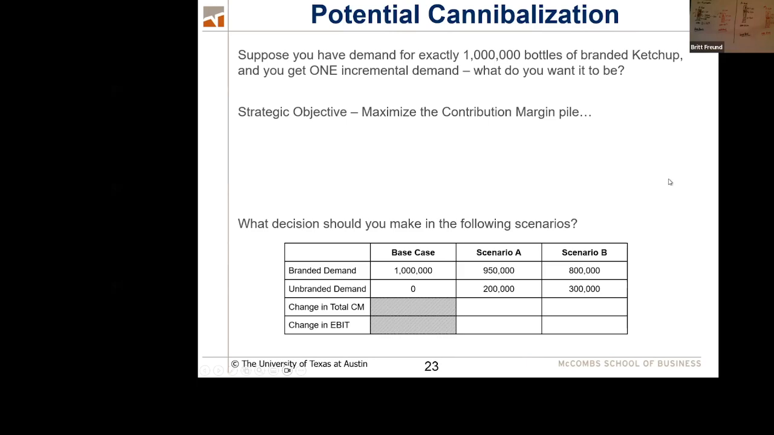Market research firm B, however, felt that Hunt's brand wasn't nearly as strongly branded as they thought. And if there were a cheaper alternative, a lot higher percentage of cannibalization would occur. So the 1 million would go down to 800,000, but there'd be a lot of sales of this, 300,000. So here's the question I have for you to wrap up today.